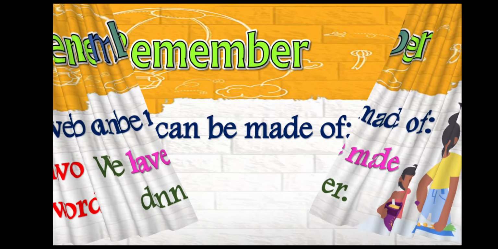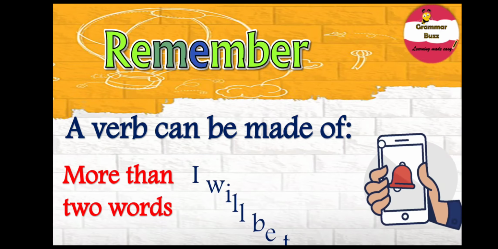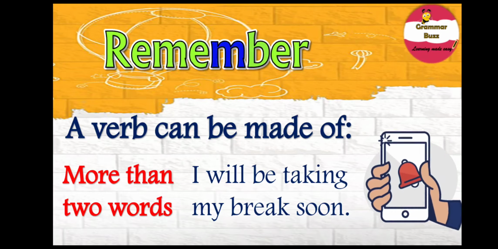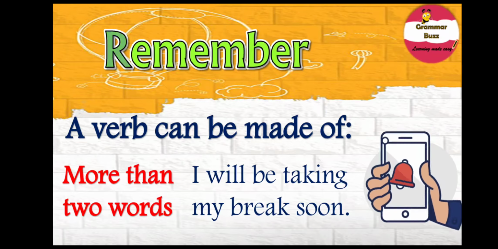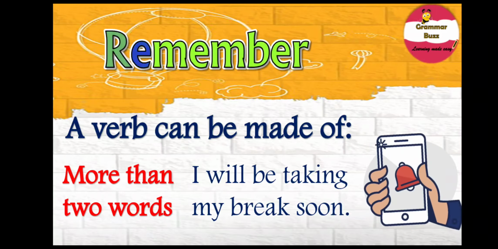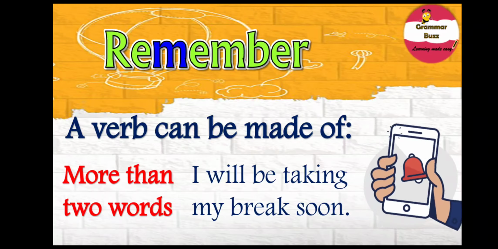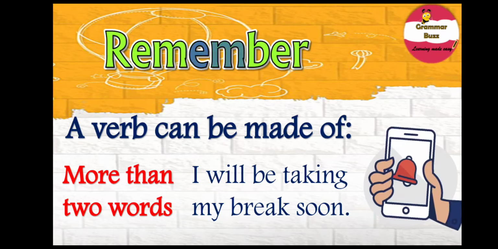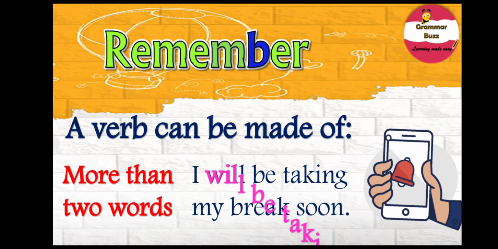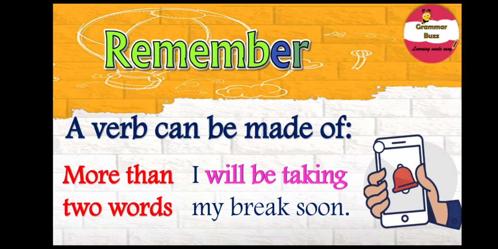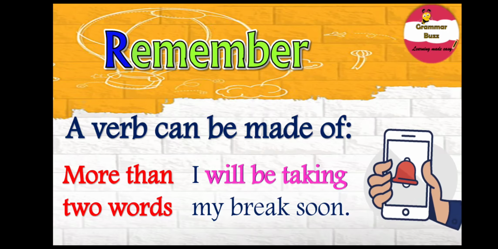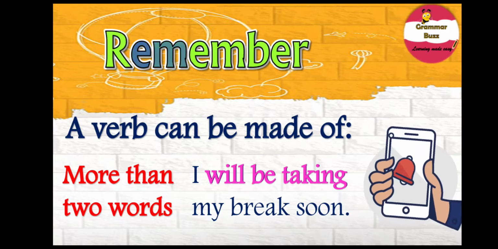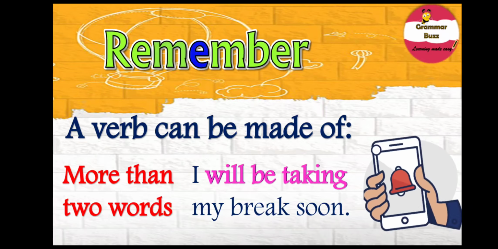And it says that verbs can be made of more than 2 words. And our example says, I will be taking my break soon. Note, in this sentence, taking is the main verb that expresses a state of being. But it is accompanied by 2 other verbs before it, and they are will be. So will be taking shows that we can have more than 2 words in a sentence to frame a verb. Isn't that simple? Really, that is.